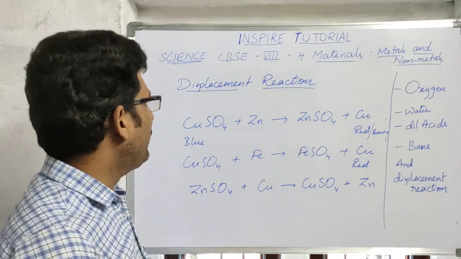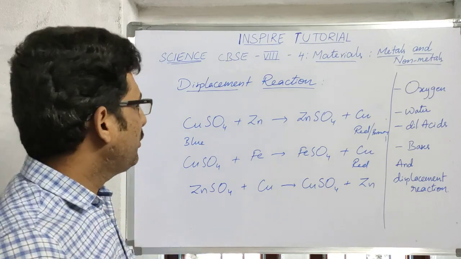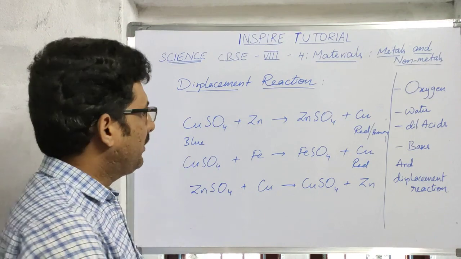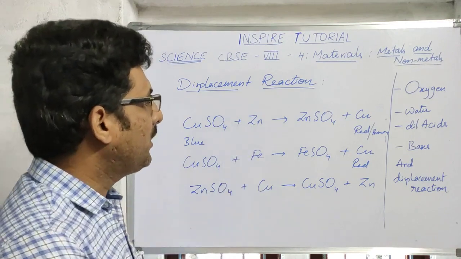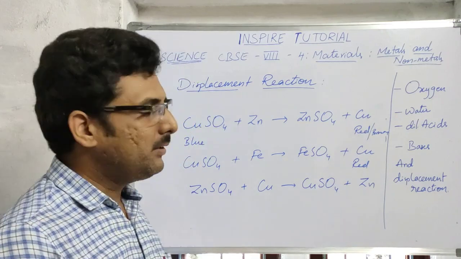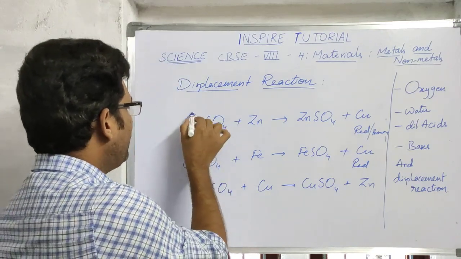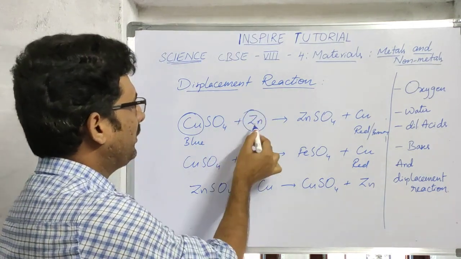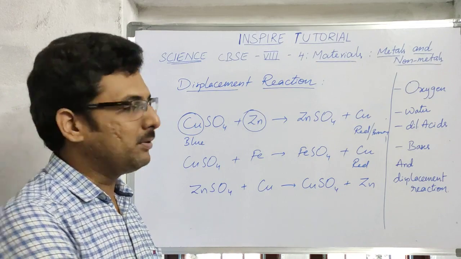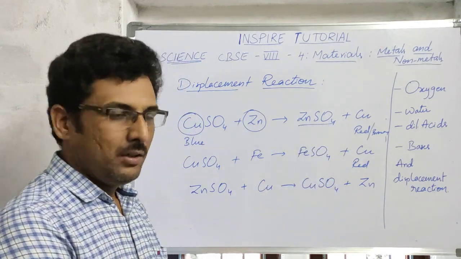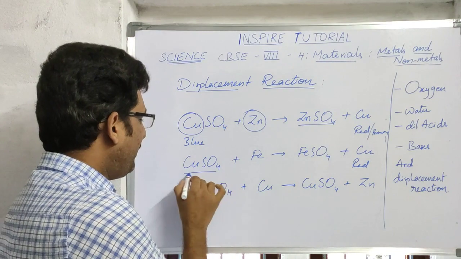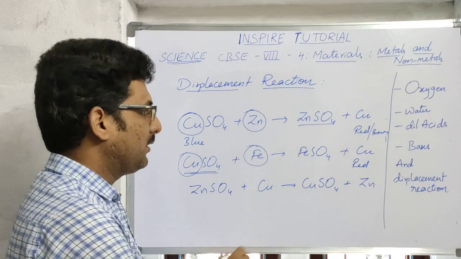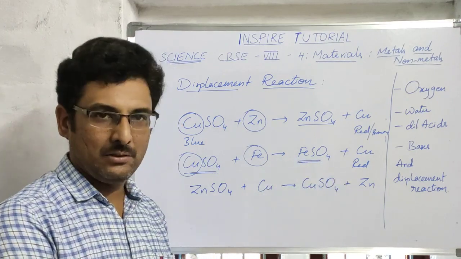Now let us discuss what a displacement reaction is. Take copper sulfate, which is a blue colored solution. When zinc is added, that will give zinc sulfate and copper. So in this reaction, what happens? The copper in the copper sulfate is replaced by zinc. So here zinc replaces copper to give zinc sulfate. Similarly, when copper sulfate is treated with iron, the iron can also replace copper, giving ferrous sulfate.